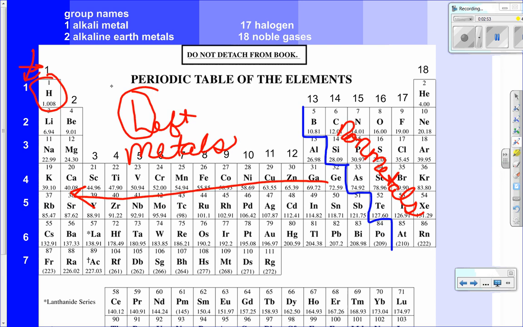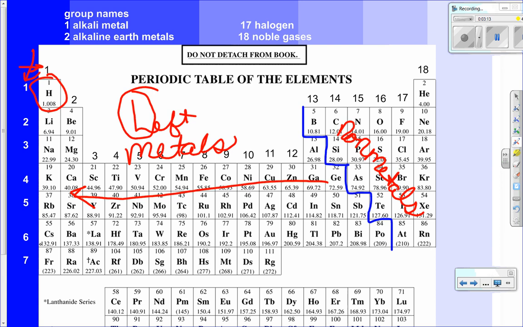Also, the group numbers can correspond to actual group names. They've named 4 of them. Notice that the alkali metals is group 1, except hydrogen's not a metal, so hydrogen is not an alkali metal. So lithium through francium are the alkali metals. Group 2 has a name. It's the alkaline earth metals.